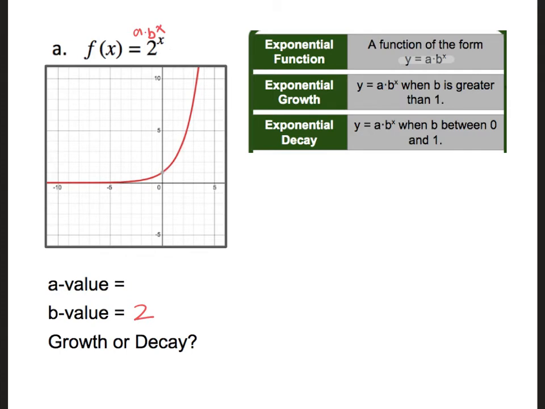A should be the number being multiplied in front of it. Now, right now, notice there isn't a number in front of it. So technically, this is the same as 1 times 2 to the power of x. So my a value for this is going to be 1.